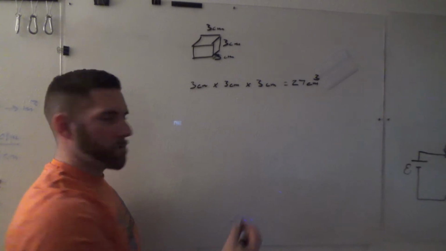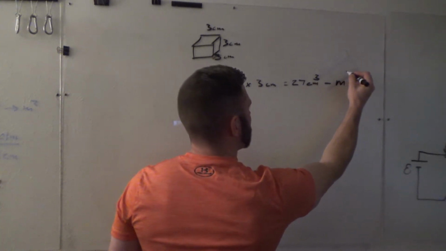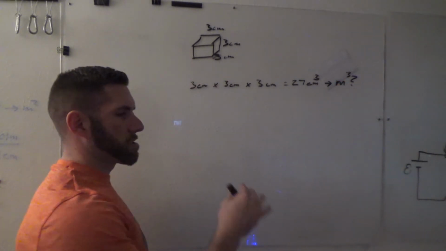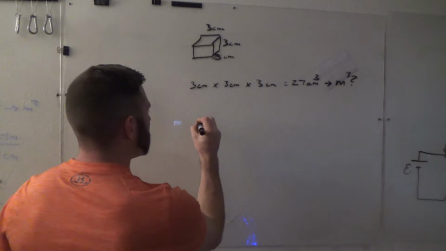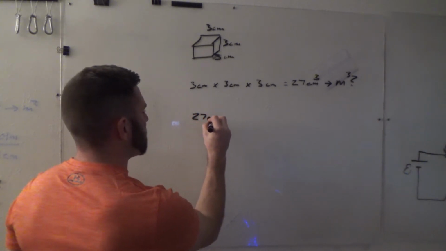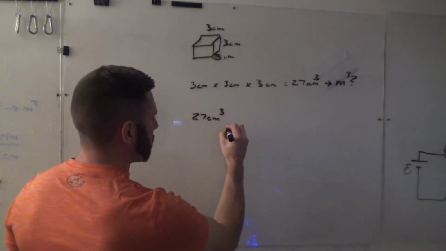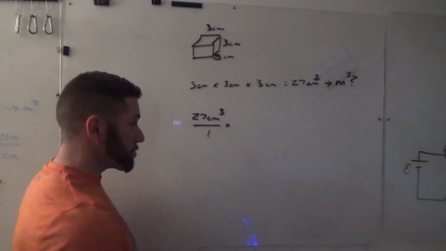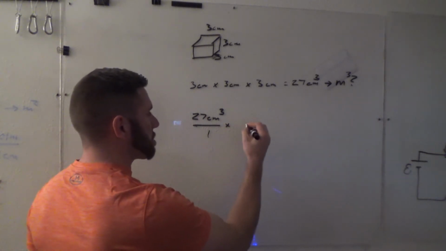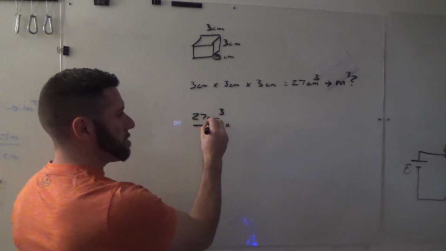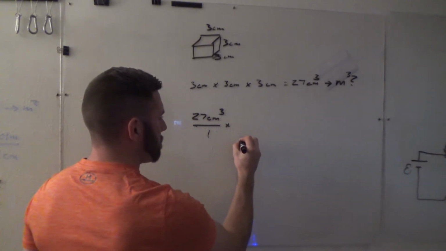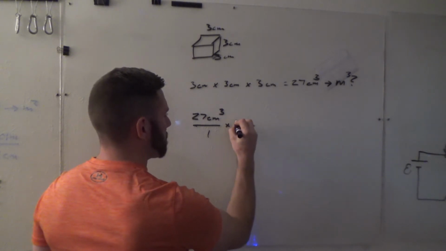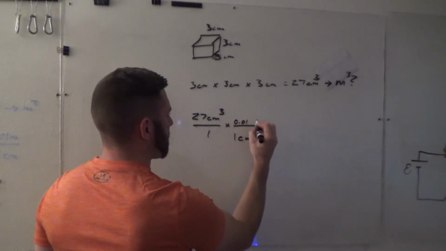But now we want to take this and we want to get meters cubed. Well, how do we do that? Well, let's do this the fractional conversion way. So we got 27 centimeters cubed, and we want to make that into meters. So we put this over a 1 because it's a whole number. Now what we need to do is the conversion. Whatever is up here needs to go on the bottom all the way across. We have centimeters here. 1 centimeter is equal to 10 thousandths of a meter.